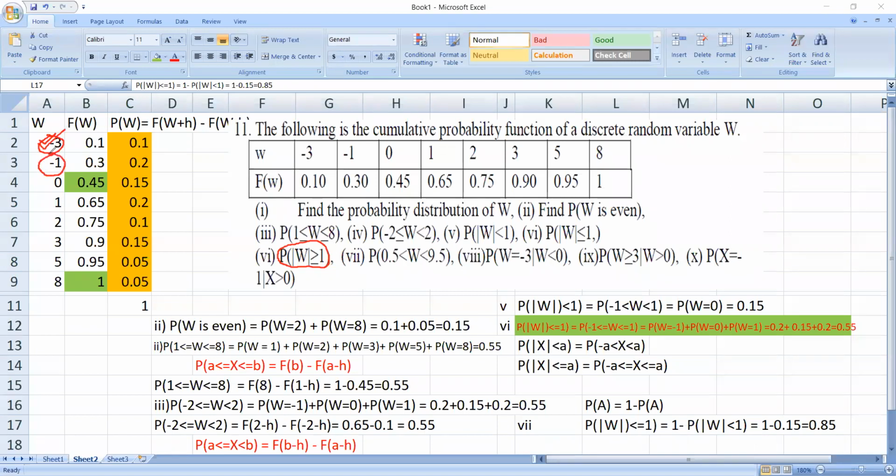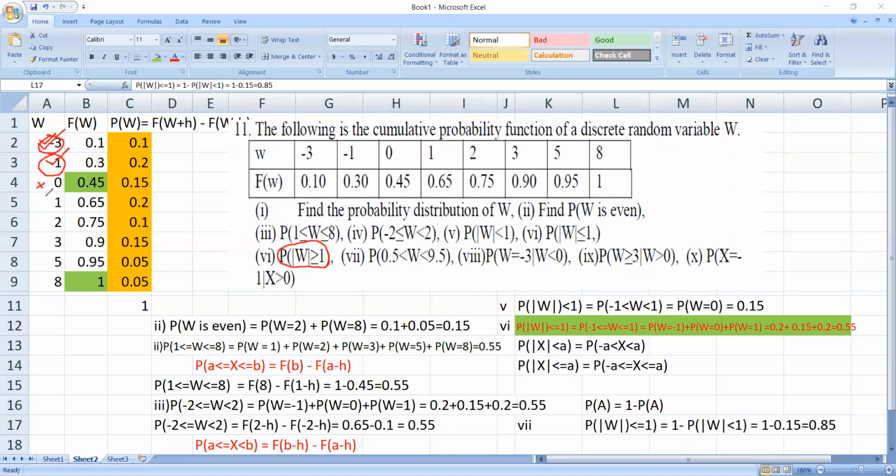Now next W is -1. So when you take mod, do you get greater than or equal to 1? Yes sir, equal to 1. So this can be included. Next, the value 0. Mod 0 is 0. Is 0 greater than or equal to 1? No sir. So this cannot be included.